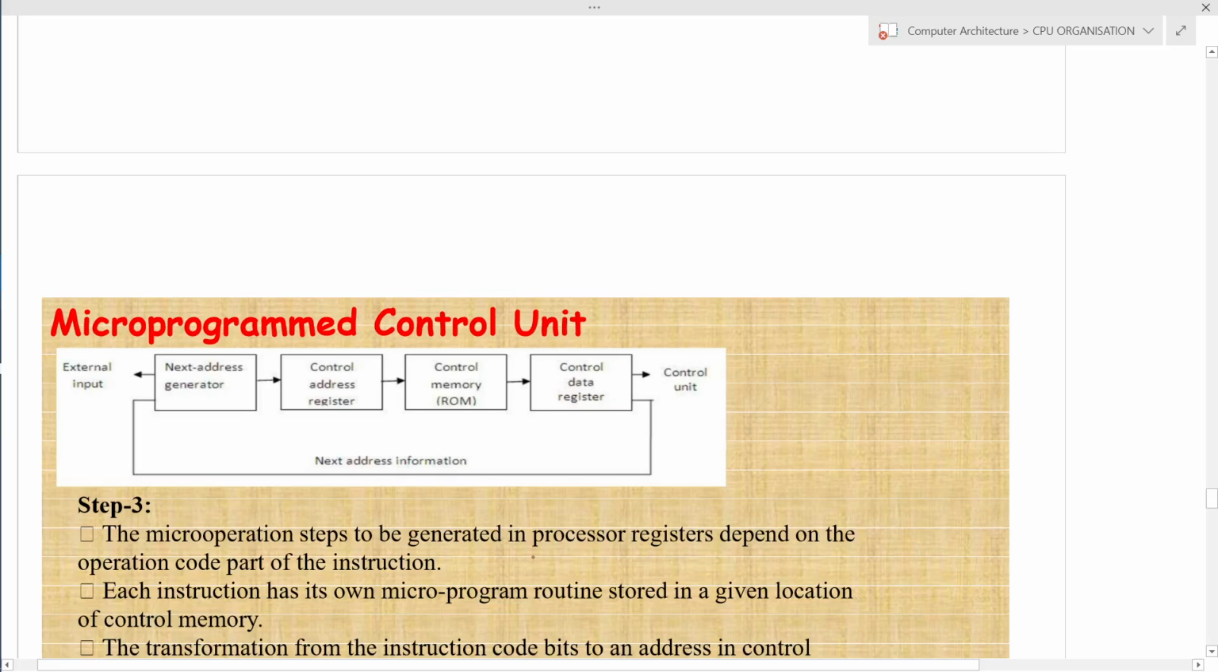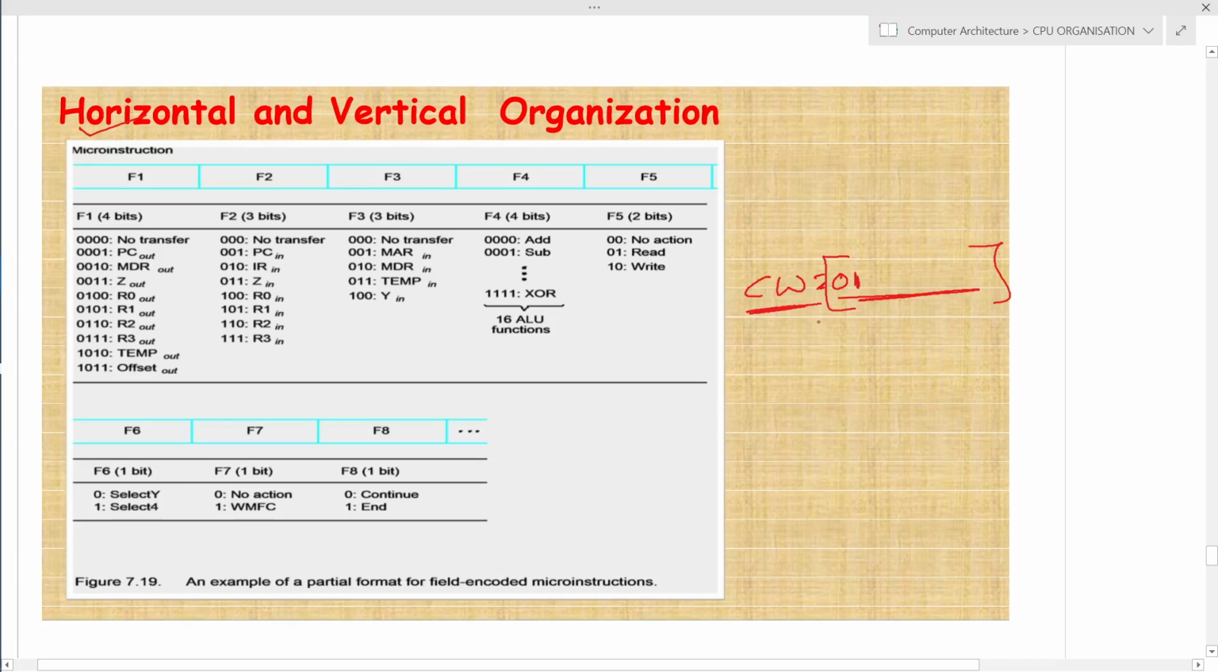So in the horizontal approach, the length of the control word is large because the number of bits is more, and we need a larger control store or control memory to keep all these control words. That is the limitation. That means, first of all, we have to read large control words with a large number of bits, and we have to store all these control words in the control store. So this is the issue associated with the horizontal approach.